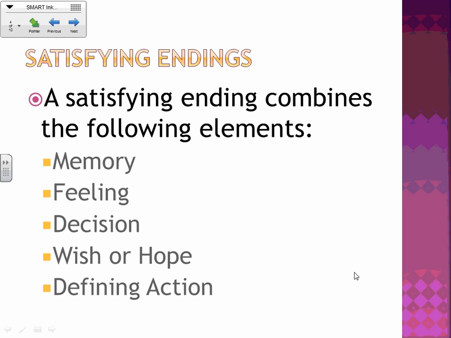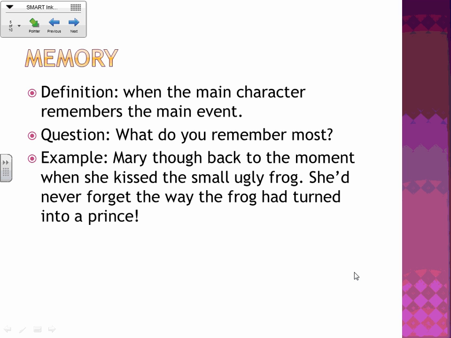A satisfying ending combines the following elements: a memory, feeling, decision, wish or hope, and defining action. So let's look at memory. The definition you need to put in your dictionary for memory is when the main character remembers the main event. And the question you'll ask yourself when you're trying to write a memory ending is, what do you remember most?